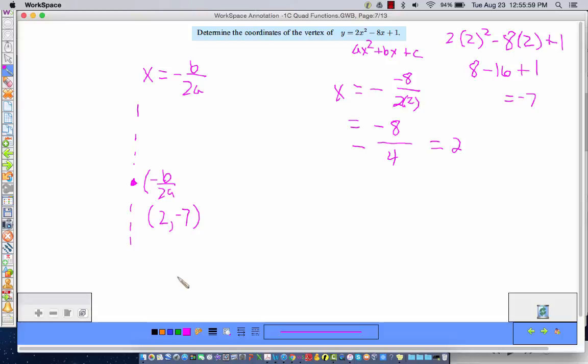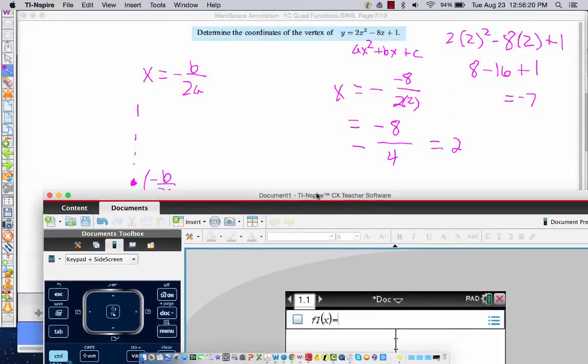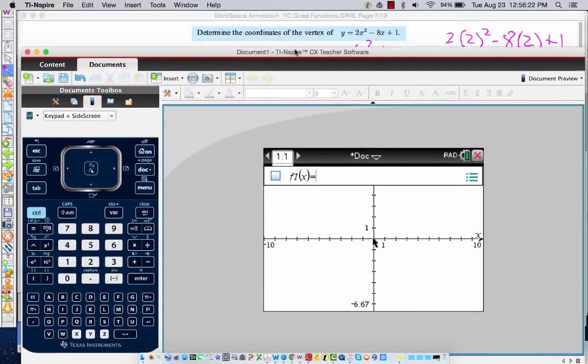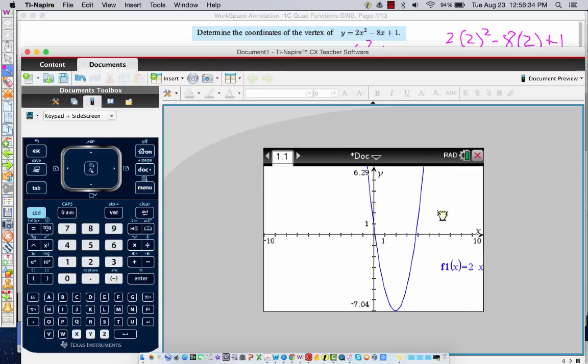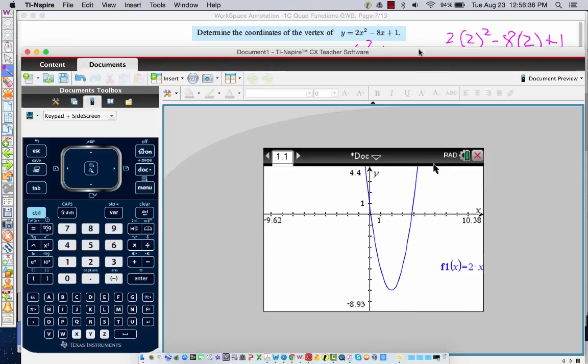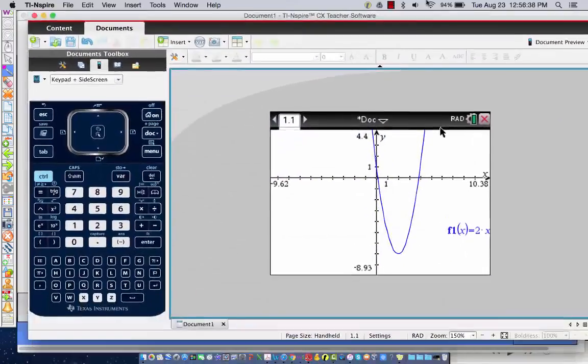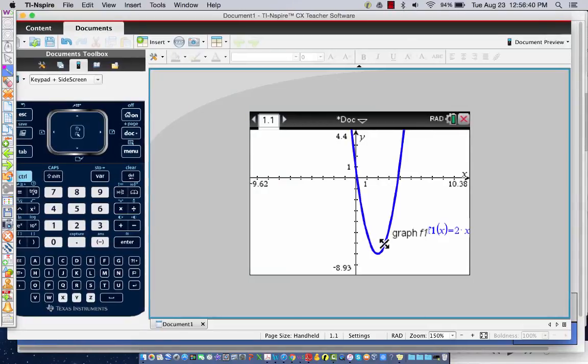And just to prove it to you, I'm going to graph it. Fire up the graphing calculator, the TI-Nspire, and here we go. 2x squared minus 8x plus 1, bam. And I'll pull and move that up. Okay, we said the vertex is at (2, -7). You can kind of see that right here.